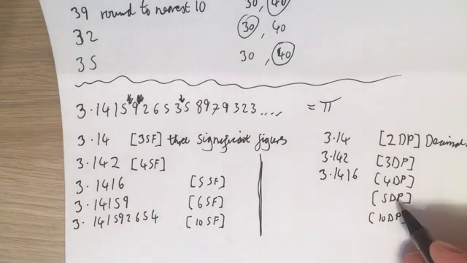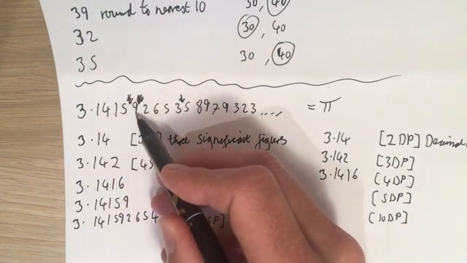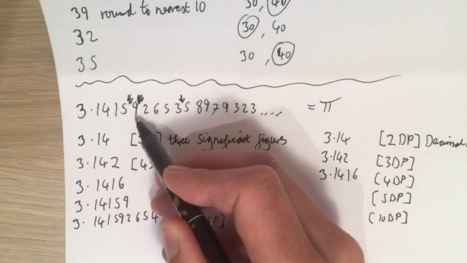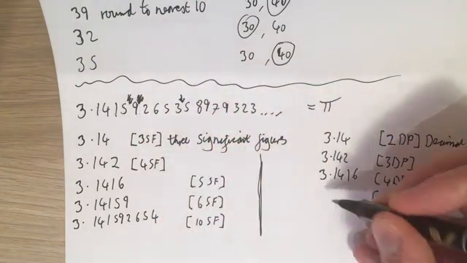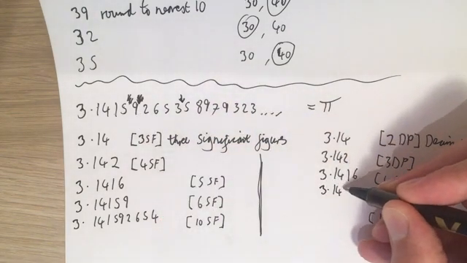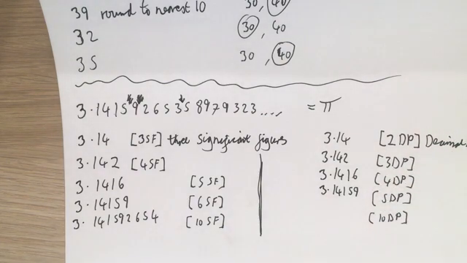3.1416. 5 decimal places. 3.14159. So it's a 9 is the last number. Does it stay a 9 or does it go up to a 10? Well, 2 is the next number, so it stays there. So 3.14159.